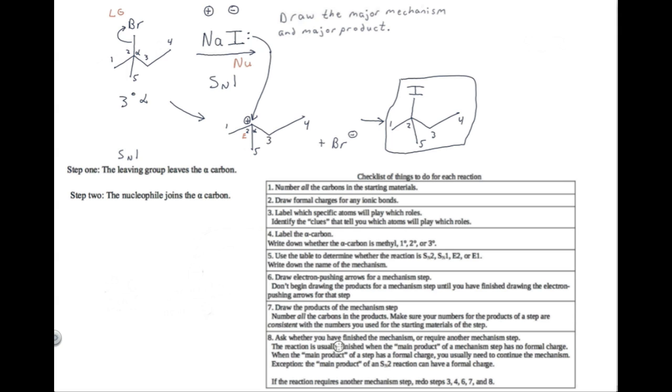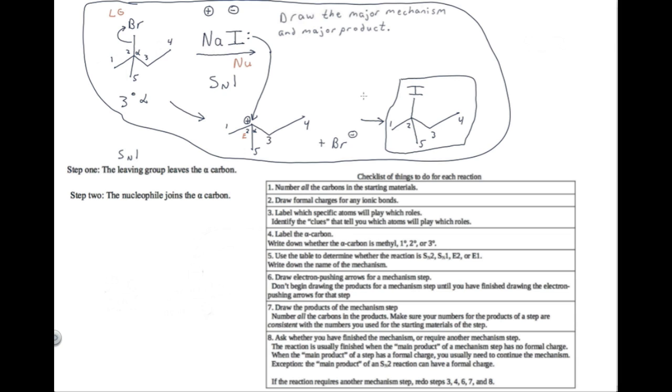And we decided when we were finished with our mechanism by checking whether the main product had a formal charge. This did not seem like the final step because this product still had a positive formal charge. This seemed like the final product because now the main product had no formal charge.